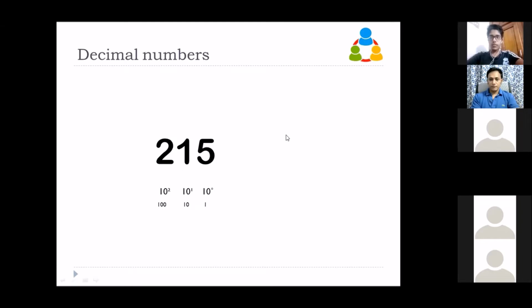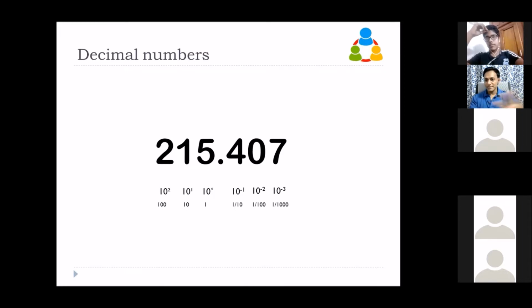Now, what is the value of this position? 4 by 10, 1 by 10. And 100 raised to the minus power, 10 to the power of minus 2 or 1 by 100. And 10 to the power of minus 3, 1 by 1000. Right? So this is the system.